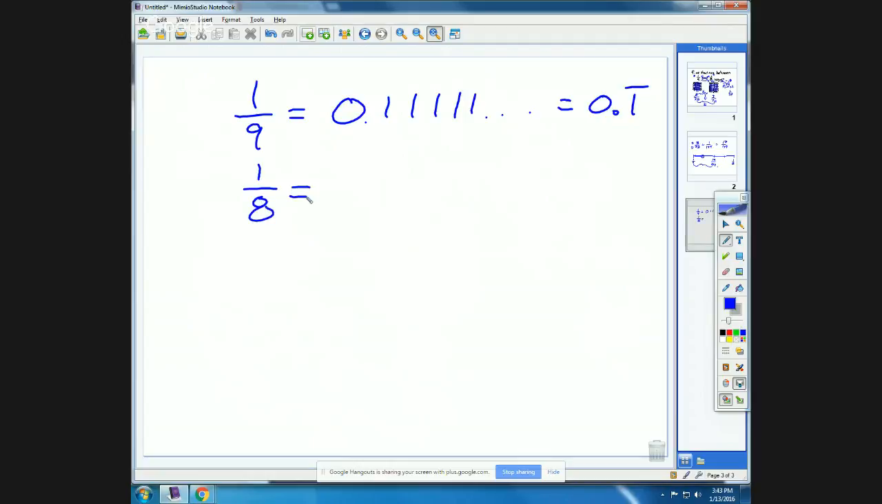1/8, 0.125. I'm pretty used to that one because I use a tape measure a lot, and tape measures have halves and quarters and eighths and 16ths and some up to 8 seconds. And so I know most of those decimals.